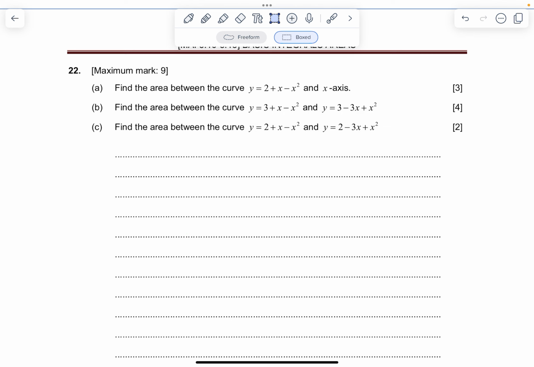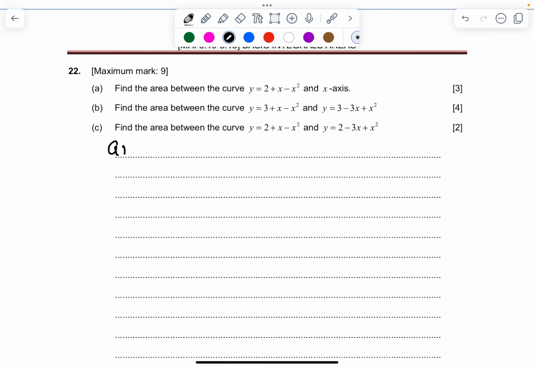So what am I going to do? Use the graphing display calculator to graph the one, what was that? 2 plus x minus x squared. So it looks in this way. 2 plus x minus x squared, and the x-axis.